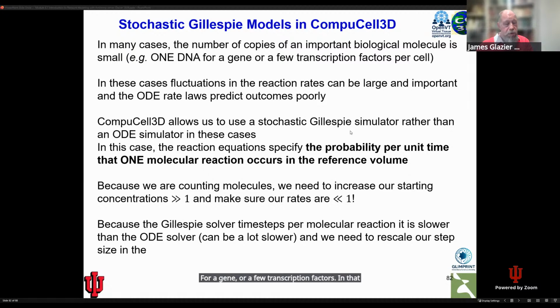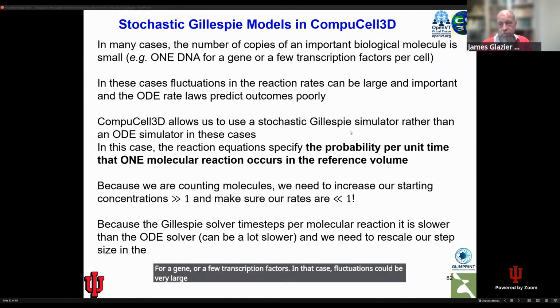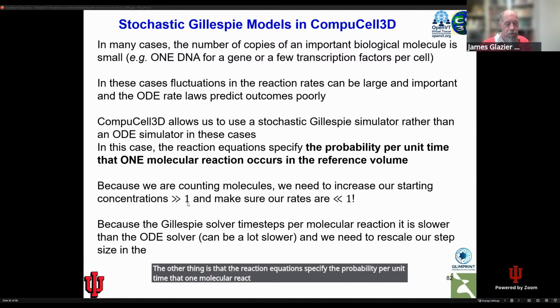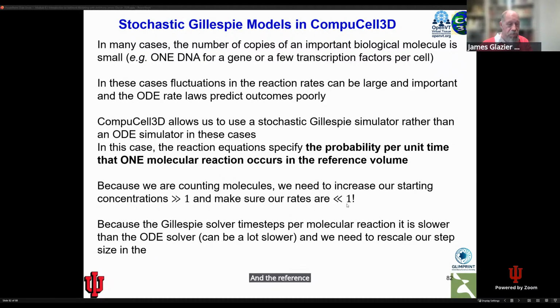CompuCell supports a Gillespie stochastic solver. It's a lot slower than the ODE solvers. The other thing is that the reaction equations specify the probability per unit time that one molecular reaction occurs in the reference volume. And that means that we're actually counting the number of molecules instead of, say, the concentration in millimolar. And so we need to be sure that our numerical values of all of our concentrations are bigger than 1, and our rates are less than 1. If our rates go big compared to 1, it'll crash. If the concentrations go below 1, it'll crash.